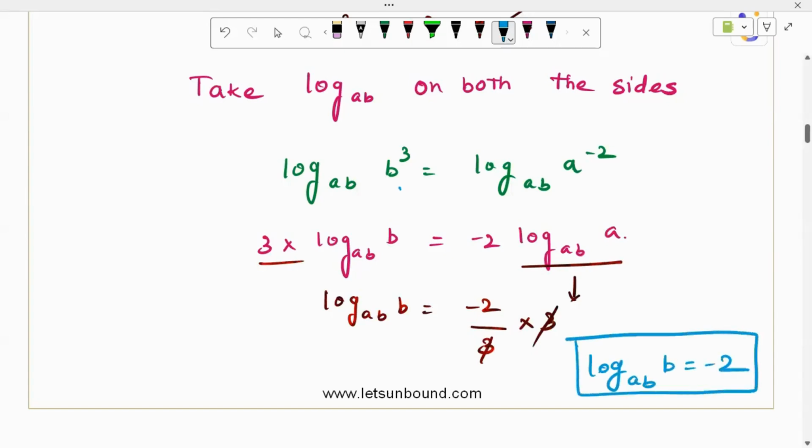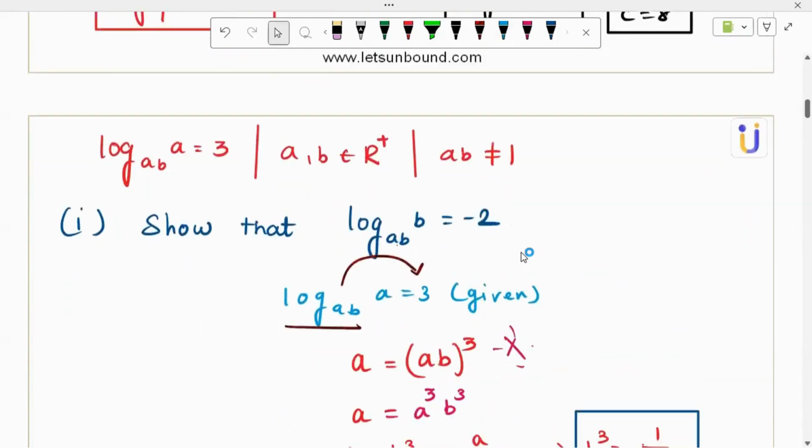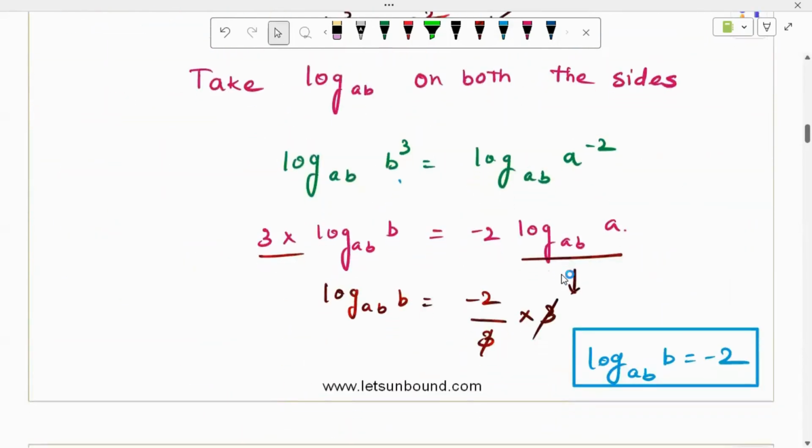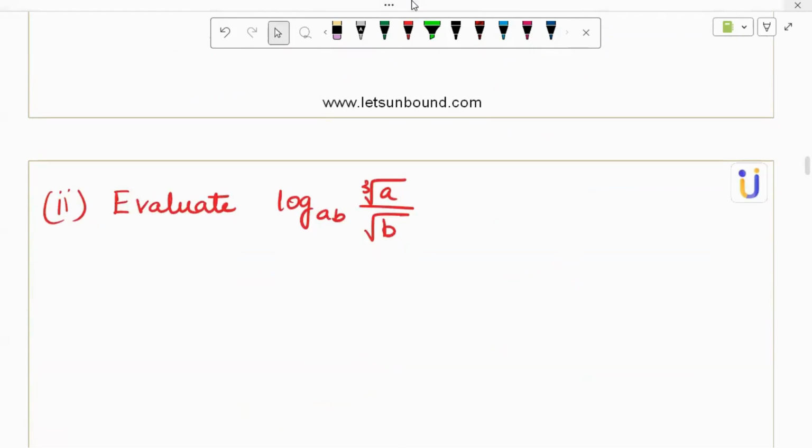This is what we need to prove, and we are at the proved part now. Right? Log AB, input B, is minus 2. That's simple. Now the next part. Hence or otherwise, you need to evaluate this particular expression.